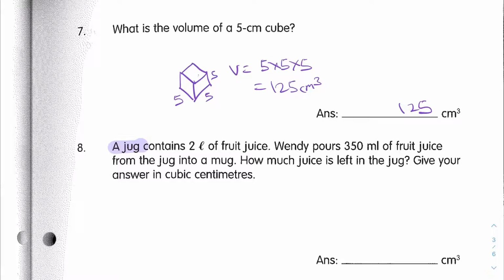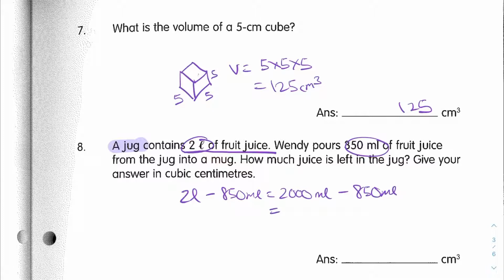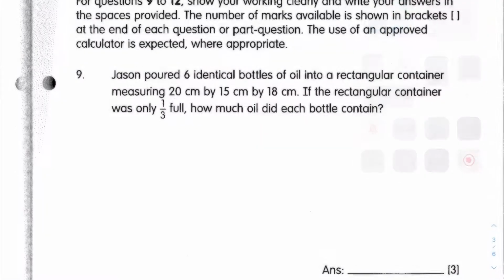A jug has 2 liters of fruit juice. When he pours 350 milliliters of it into a mug, how much juice is left? So 2 liters minus 850 milliliters is 2000 milliliters minus 850 milliliters, which should be 1150 milliliters or 1150 cubic centimeters. So 1150. Moving on to the word problems now.